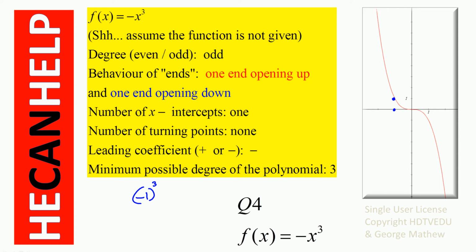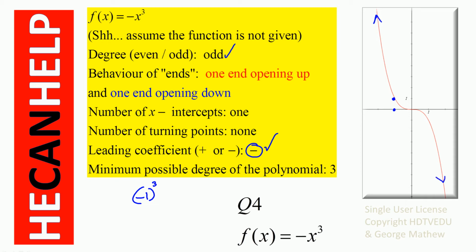And that times the coefficient is positive. So what can we say about that coefficient? It has to be negative. So our coefficient, leading coefficient, is negative. No question about that. Is the degree even or odd? It is odd. One end up and one end down.